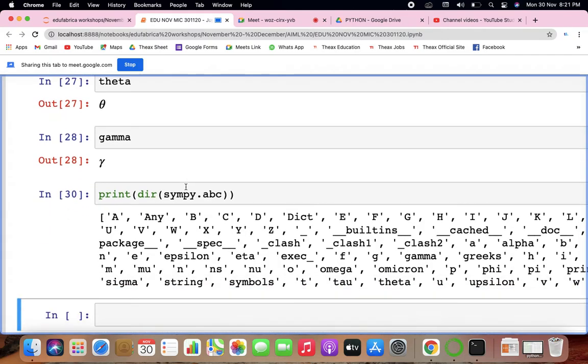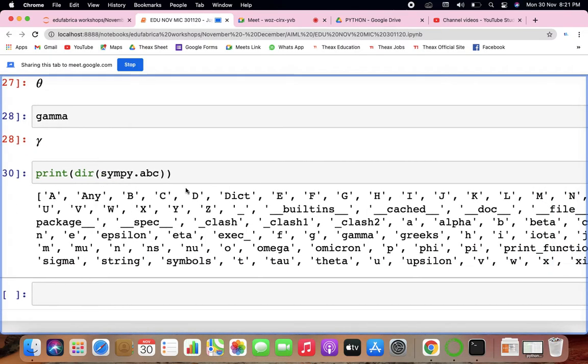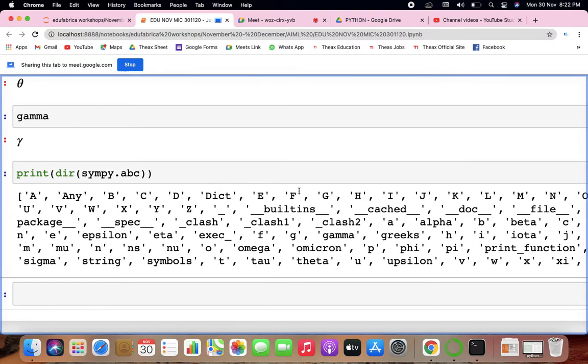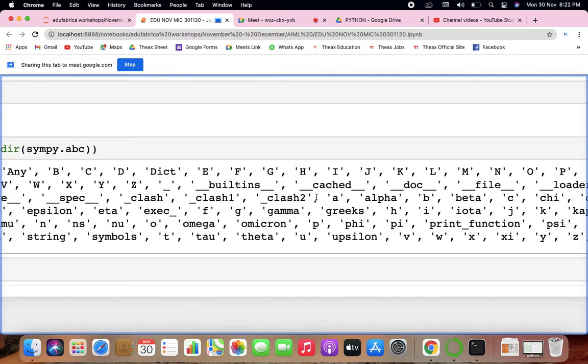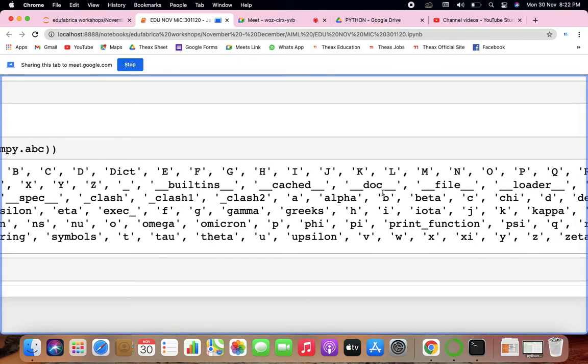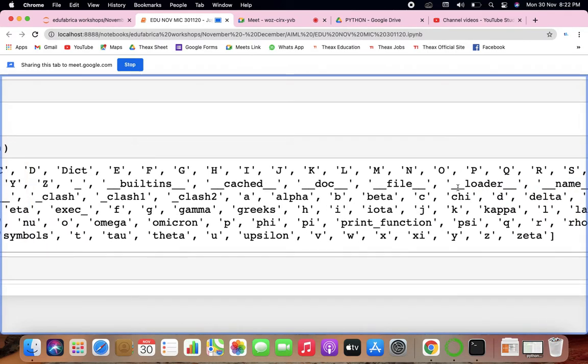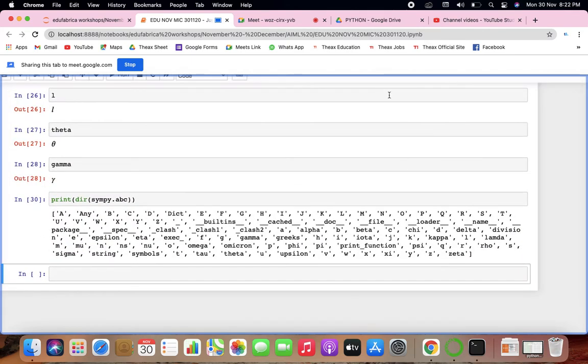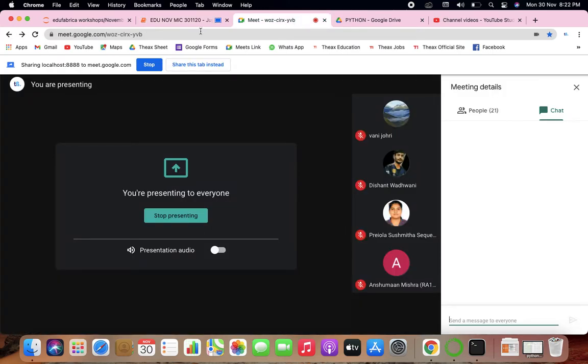Yeah, this would work. Okay, so sympy.abc has got all these things, right? That's what I was talking about: capital letters A, then any, and dictionaries, and then all of these things. From small a, alpha, b, beta, c, chi, d, delta, and so on till z, zeta, everything is there in the ABC. So you basically don't need to define the symbol and symbols when you are making things.